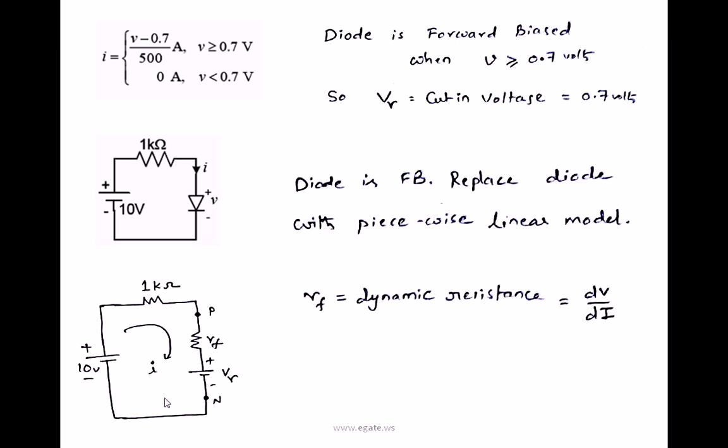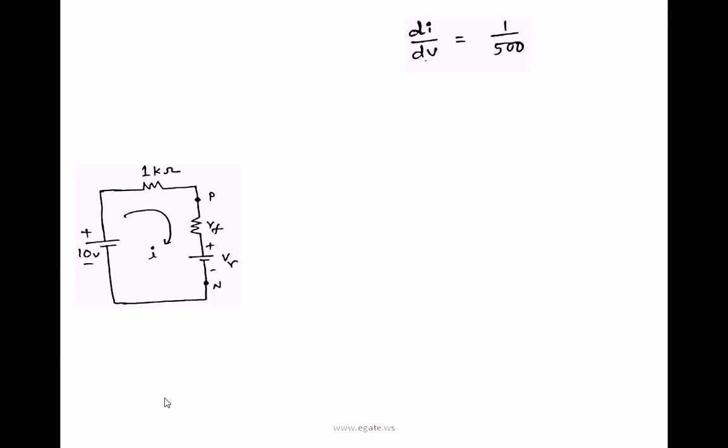Dynamic resistance can be calculated by dV by dI. Under forward bias we know the current equation: I is equal to (V minus 0.7) by 500. First differentiate this with respect to V. So dI by dV is 1 by 500. We need RF, the dynamic resistance, that is dV by dI. So simply take the reciprocal of this, that is RF is equal to dV by dI, that is 500 ohms.